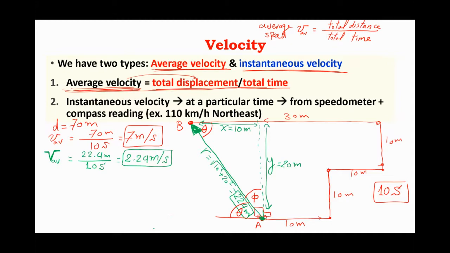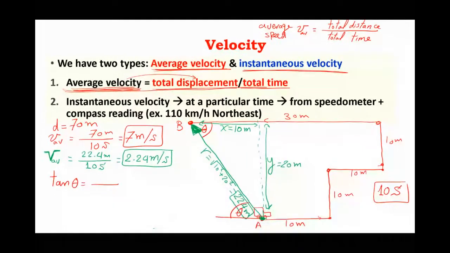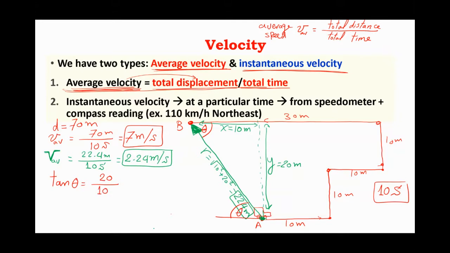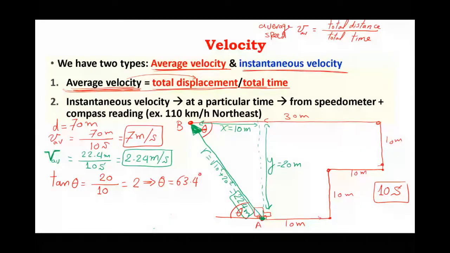The second one? Let's take theta. So I can say tan theta equals the opposite, which is 20, divided by the adjacent, which is 10. Okay, so tan theta is the opposite over the adjacent. And I can press shift tan, so theta equals what? 63.4 degrees. So now it's exactly the direction.